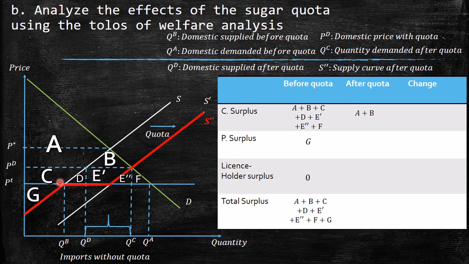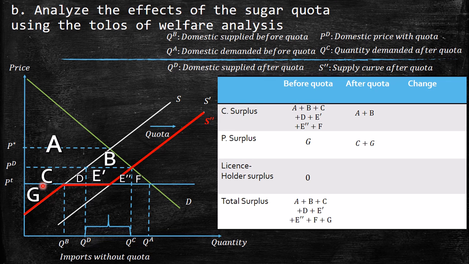Now with the quota, consumers have to pay PD instead of PT. So this is going to be A plus B. This is going to be the new consumer surplus. The producers can offer their products at the price of PD instead of PT. So they are going to offer QD.